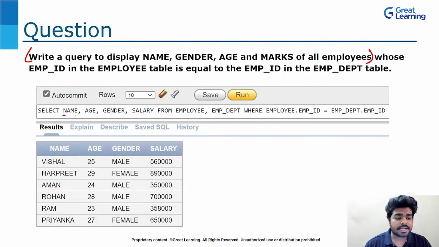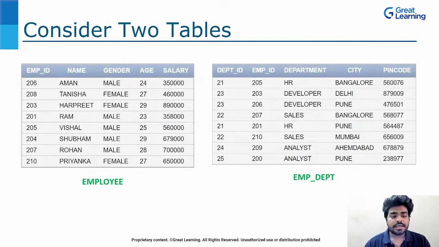So we need to display the name, gender, age, and marks. That is why I've written here select name, age, gender, and marks, let's say here salary, right? So I need name, age, gender, and salary of all the employees from employee department. So one particular thing is covered. What is the next thing? The next thing is the condition. See, whose employee ID in the employee table is equal to the employee ID in the employee department table. That means the employee ID from the employee table should match with the employee ID in the employee department table.